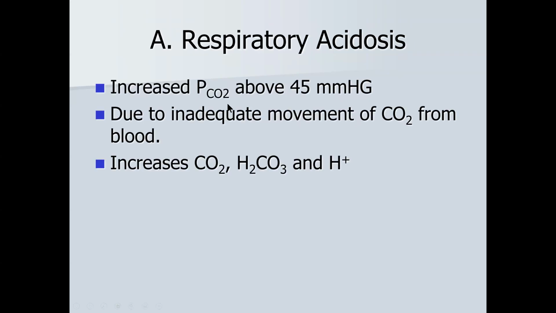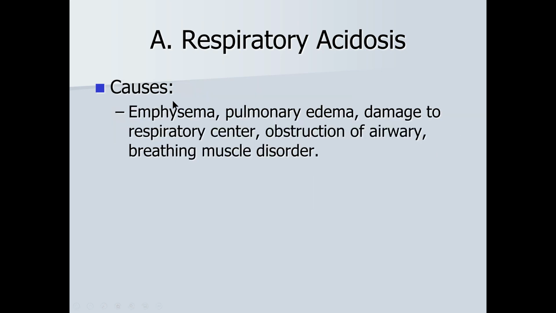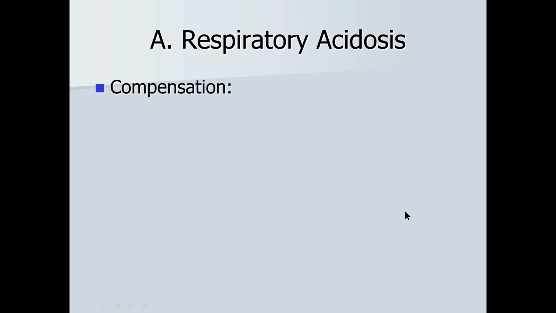Respiratory acidosis: increased PCO2 above 45 due to inadequate movement of CO2 from the blood, giving increased CO2, bicarbonate, and the hydrogen ion. Because remember that equation, CO2 plus water gives us carbonic acid, which gives us the hydrogen ion plus the bicarbonate ion. So if we increase the CO2, then we're going to increase carbonic acid, then we're going to increase hydrogen ion. If we increase hydrogen ion, we're going to become acidotic, and that's from inadequate ventilation. Causes include emphysema, pulmonary edema, damage to respiratory centers, airway obstruction, and breathing muscle disorders.